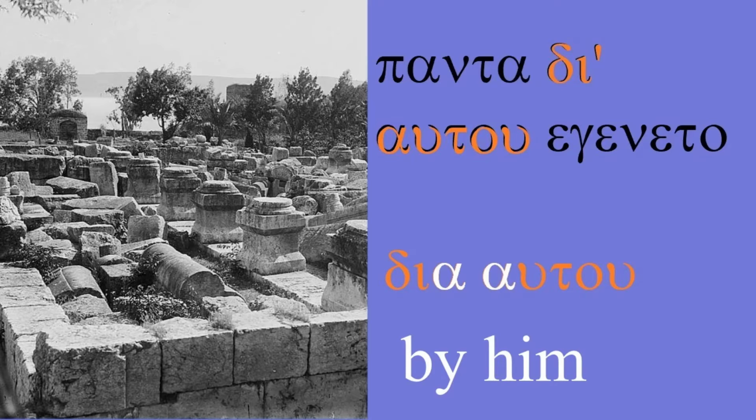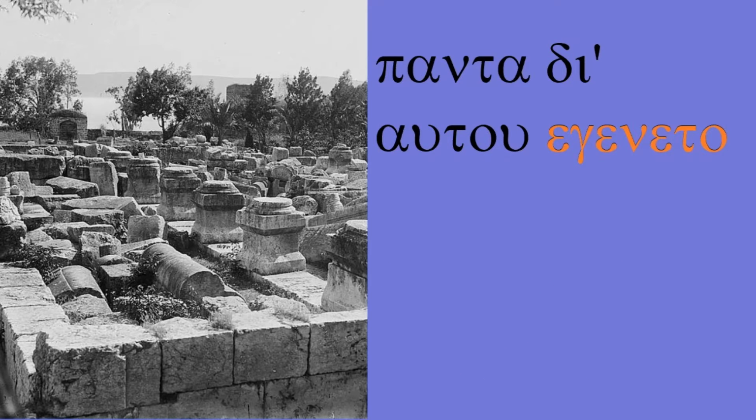The δι' αυτου is thus by him in English. And you can see, even though αυτου is the possessive, which would literally be his, it's switched to him because it's in a prepositional phrase. The last word in this sentence is εγενετο. Εγενετο is a verb, and verbs in Greek are pretty strongly inflected. This means that whenever you switch from the present tense to the past tense, the verb changes a little bit. So in English, the verb is becomes was in the past tense. So that's pretty highly inflected. And the same sort of thing happens in Greek.